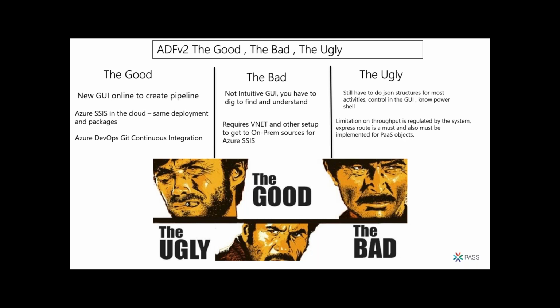The bad: at first the GUI wasn't intuitive. You have to dig and find things. You still have to do that, but once you get in there and understand everything, I think you'll start to like it. It requires VNet and other setup, like I was saying, from on-prem sources to Azure SSIS. You also need to understand JSON structures for a lot of the activities. You control those in the GUI, and you need to know PowerShell. Because what if you can't get to your data factory through the web portal? How are you going to check? So I would create some canned queries that query the pipelines through PowerShell, so you have those verbatim.